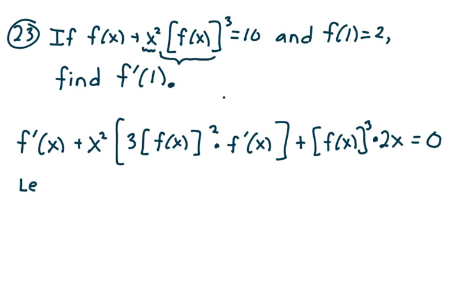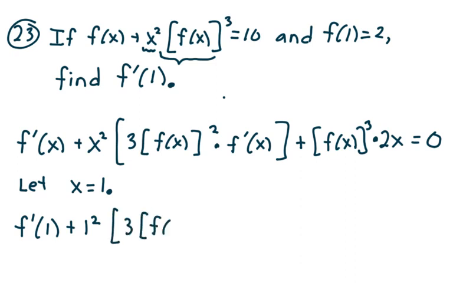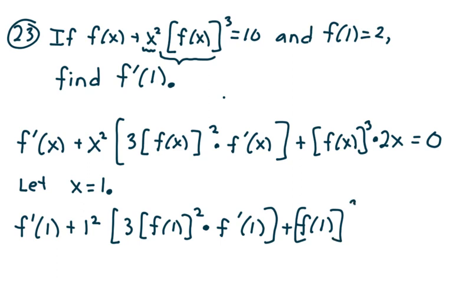Now, what I'm going to do is let x equal 1. So f prime of 1 plus 1 to the second times 3 times f of 1 squared times f prime of 1, plus f of 1 to the third times 2 times 1. That's going to equal 0. Now, we don't know f prime of 1, so we're going to leave that alone.